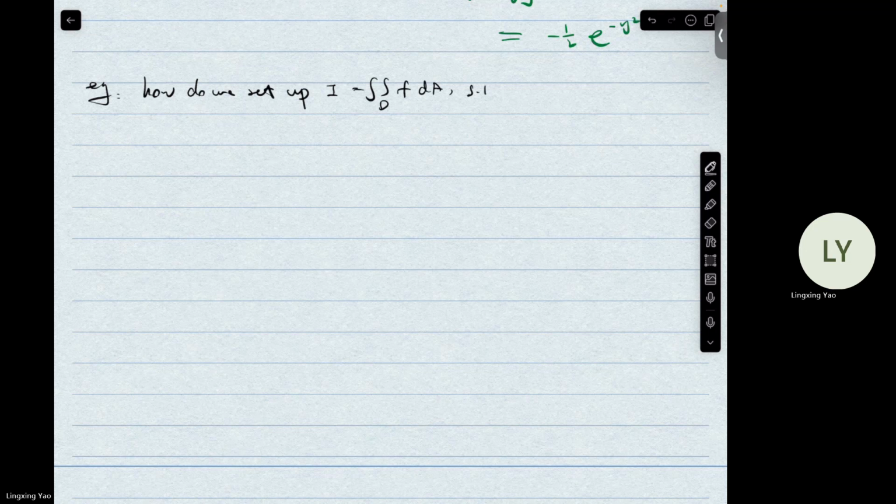such that this D is enclosed in the circle of radius 2 with the center at the origin.